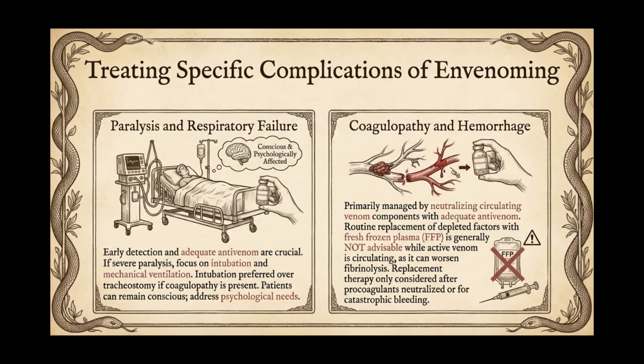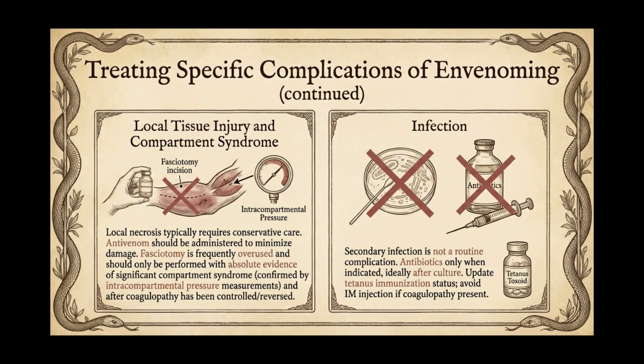The return to safe coagulation function is typically rapid, often within a few hours. Local tissue injury and compartment syndrome often involve necrosis, which typically requires conservative care. Administering antivenom is crucial to minimize or eliminate tissue damage.